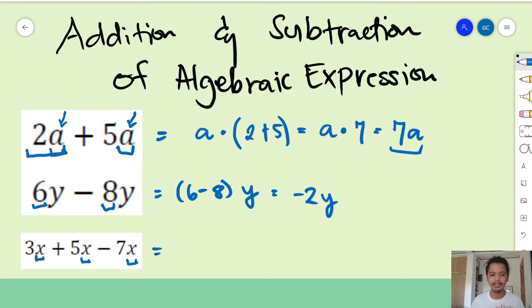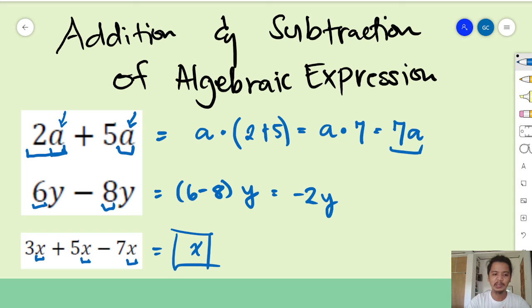So, ganun lang ulit yung gagawin natin. We just need to rewrite x. Okay? Then, we just need to add or subtract the coefficients. Yung 3, yung 5, at saka yung negative 7. So, we have there 3 plus 5, that is 8. Okay? Then, we just need to minus 7, that is 1. So, 1, di na natin kailangan isulat kasi understood na kapag sinulat natin ang variable at wala siyang coefficient sa harap, that is 1. So, yan na po yung sagot natin.